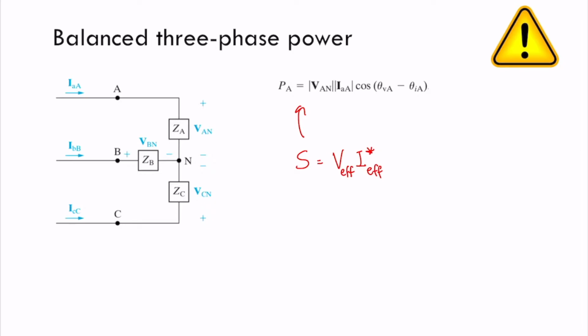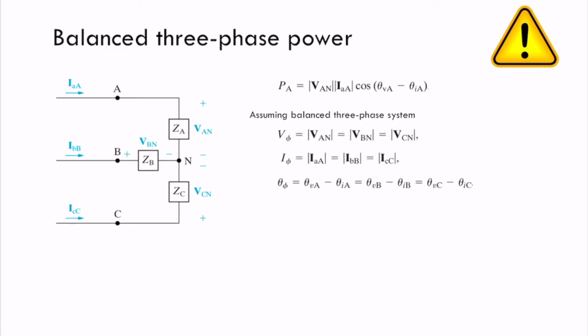the active or average power in terms of the absolute value of the line to neutral voltage, the line current, and the difference of phase angle of the voltage and current sinusoidal waves.